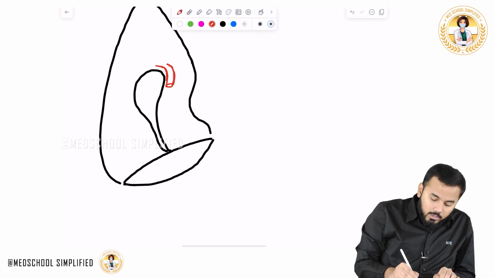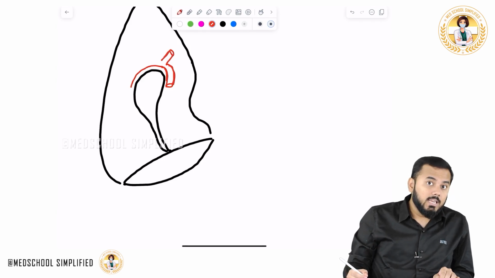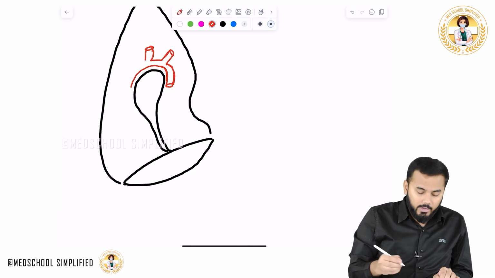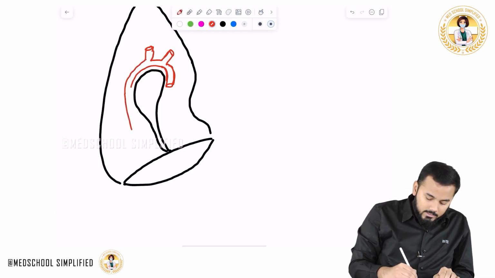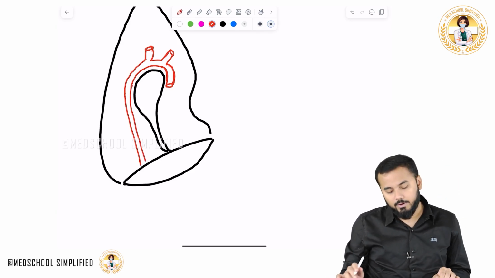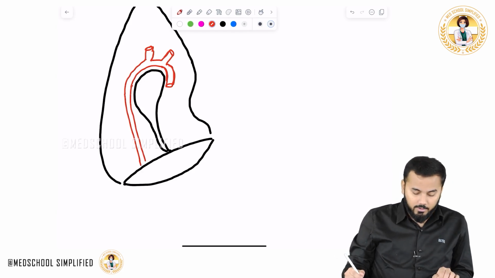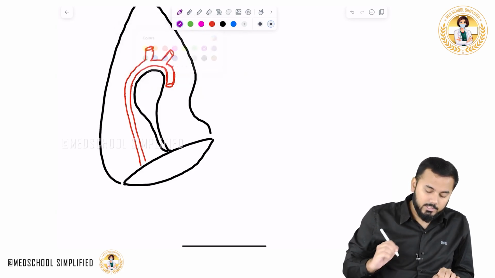Now the arch of the aorta, as all of you know, gives off the left common carotid artery and the left subclavian artery. A little farther we have the left subclavian artery. Now this arch of the aorta descends down all the way like this, and this is called the descending part of the aorta. Behind this you have another interesting structure.